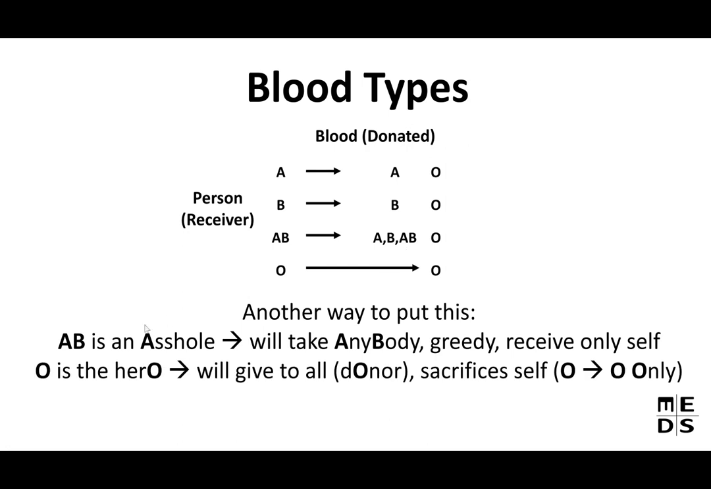And then O is the hero. So the hero will actually give to all, as you can see here, and I showed that on the last slide. So this is the universal donor. This can give to A, B, AB, and O. But it sacrifices itself, meaning that it can only receive from itself. So it's awesome that it can give to all types, which is A, B, AB and O. But the problem is it can only receive itself, which is unfortunate. So that's why O is the hero. It will give to all, but sacrifices itself.